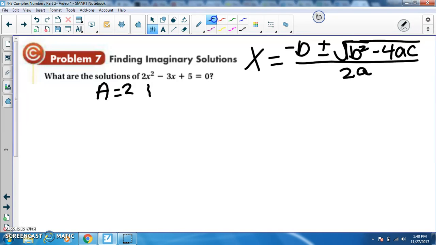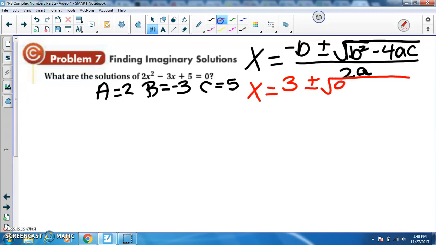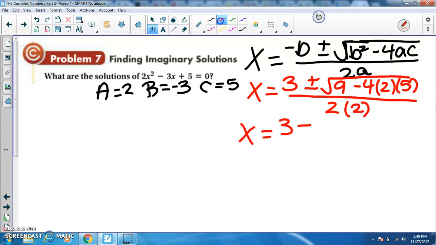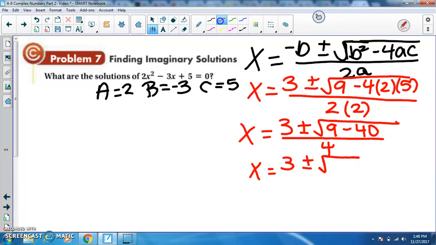a is equal to 2, b is equal to negative 3, c is equal to 5. Plug in. x is equal to 3 plus or minus the square root of 9 minus 4 times 2 times 5, all over 2 times 2. Evaluate. x is equal to 3 plus or minus the square root of 9 minus 40 over 4. x is equal to 3 plus or minus the square root of negative 31 over 4.